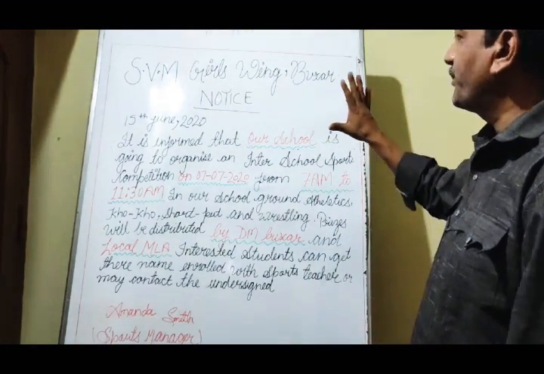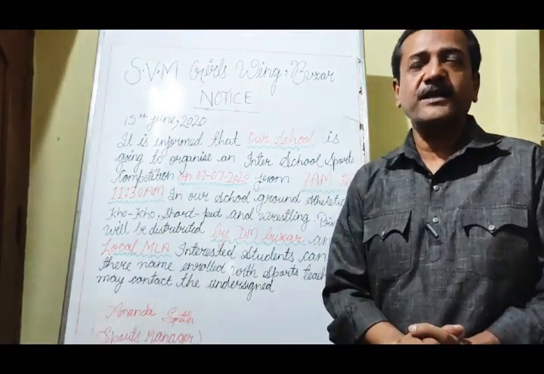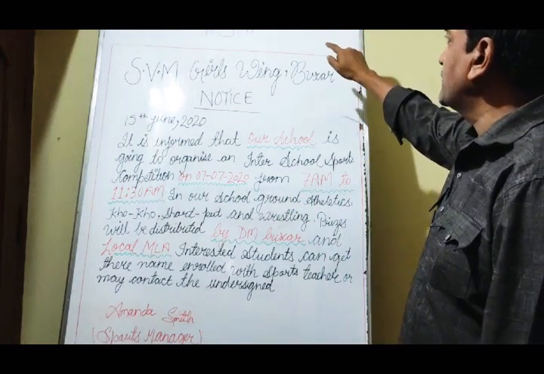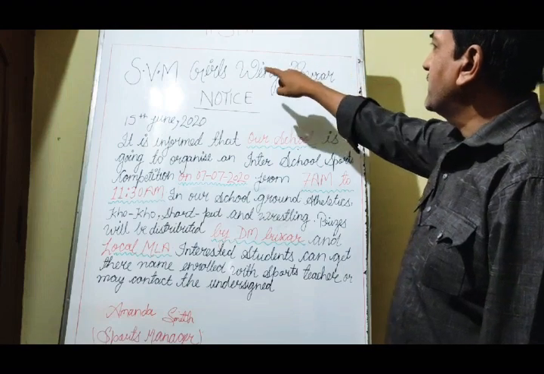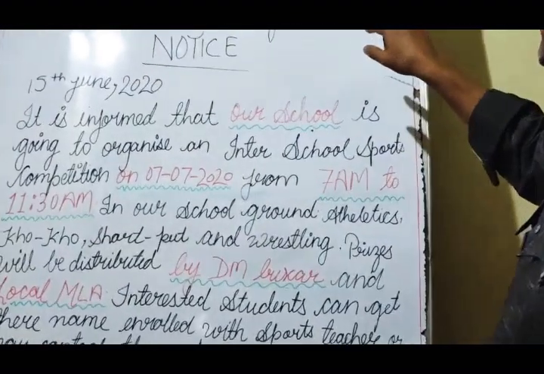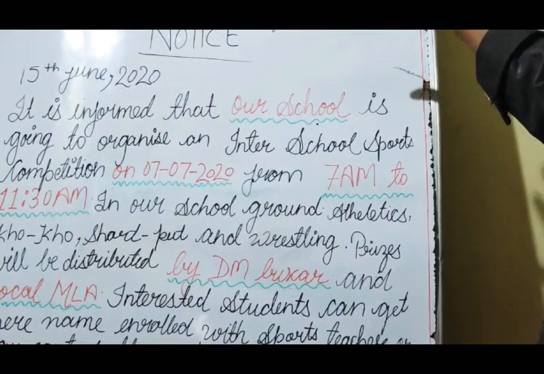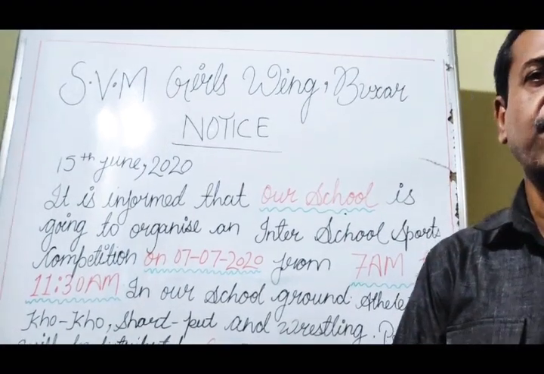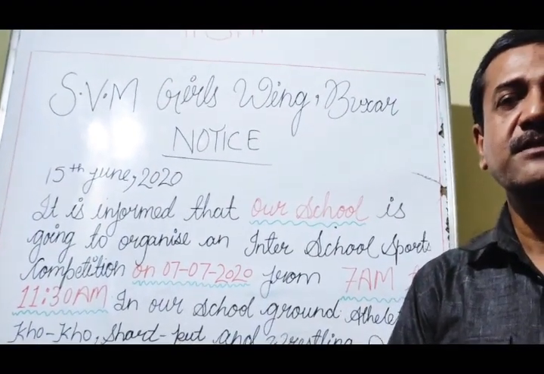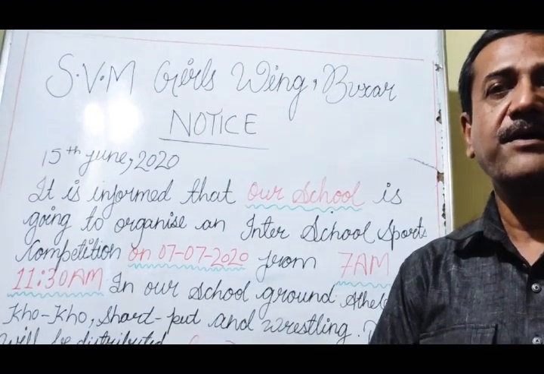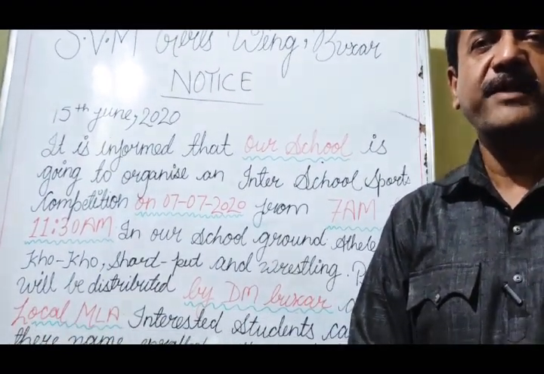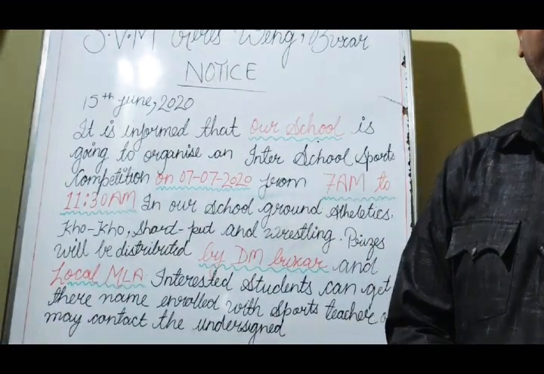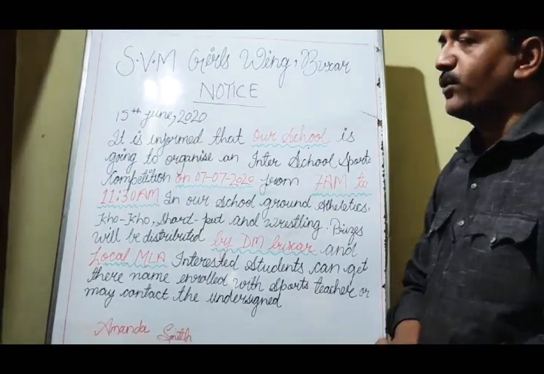So I hope the 4 things are very clear to you. First, the name of organization, then notice in capital, underline, then the date, and then the heading. These are the heading part of the notice. Then starts the main body of the notice. And this notice will answer the WH questions, and it will make clear to its reader why this notice has been put and what is the purpose of this notice.